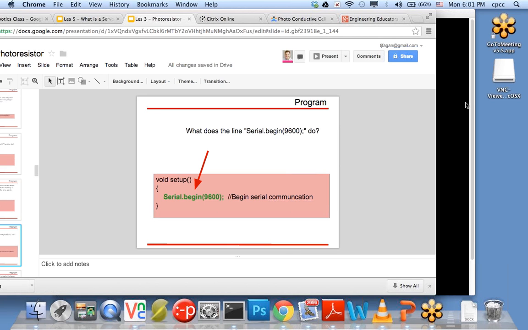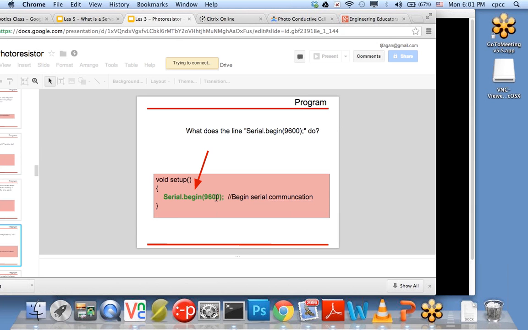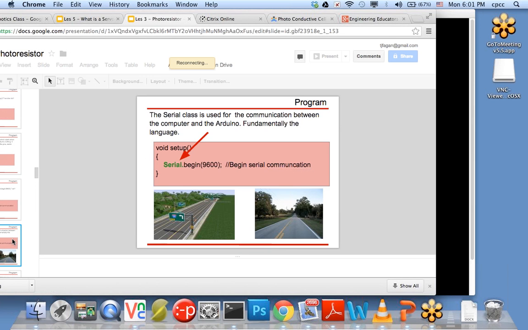So let me see a raise of hands. Who can take a stab at what this is initializing? Great. So we're in new territory finally. Let me see if mine's up and running. So let's go back. What does Serial.begin do?